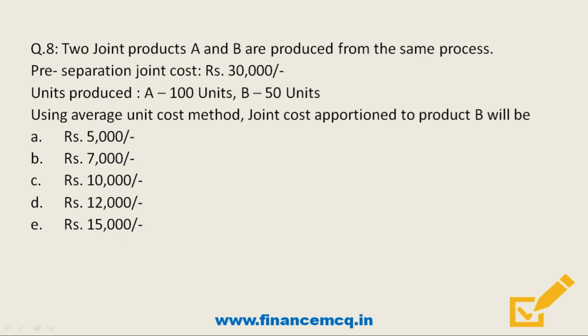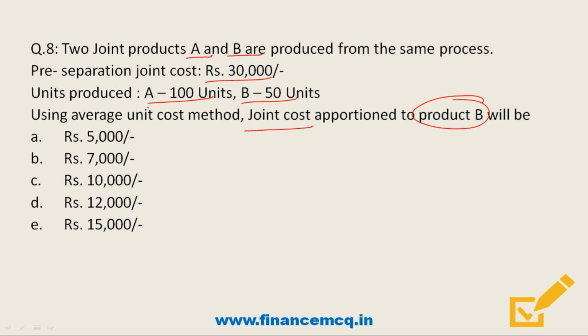Moving on. Friends, next question is two joint products A and B are produced from the same process. So pre-separation joint cost is given as 30,000 and units produced are A is 100 units and B is 50 units. So here we have to calculate joint cost apportioned to the product B. So the options are 5,000, 7,000, 10,000, 12,000 and 15,000. So let's try to solve this question.